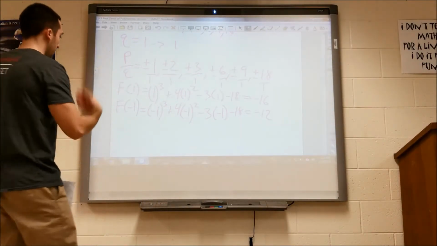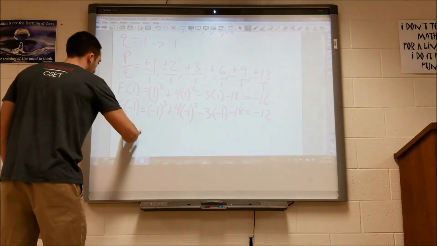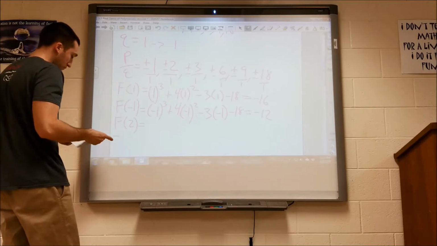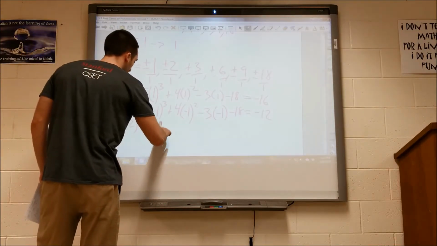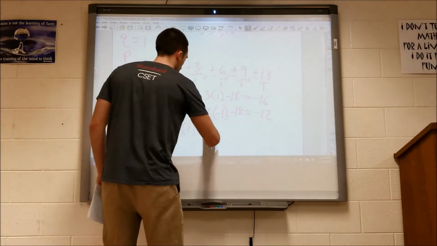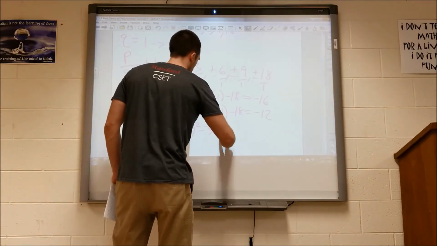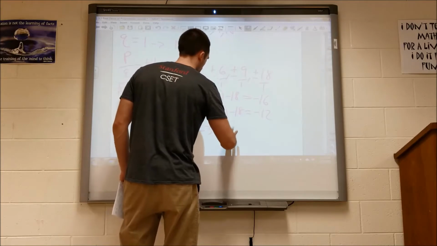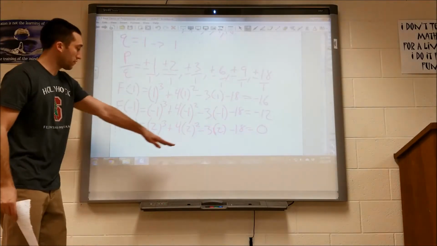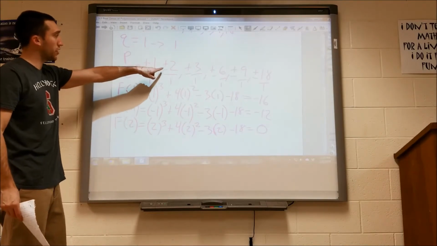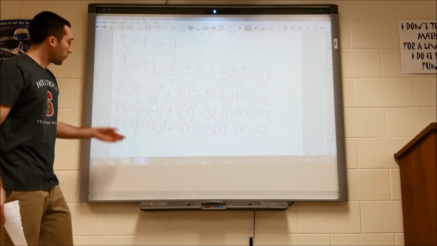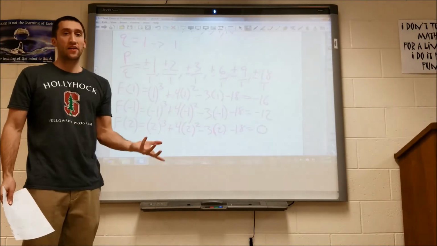So I'm going to keep on plugging in numbers till I find a value that gives me a 0 for my function. So when I plug a 2 in, right, I get 2 from the fact that I get the plus or minus 2 divided by 1. So I just started with the positive 2 first. When I plug the 2 in, I actually got a 0.